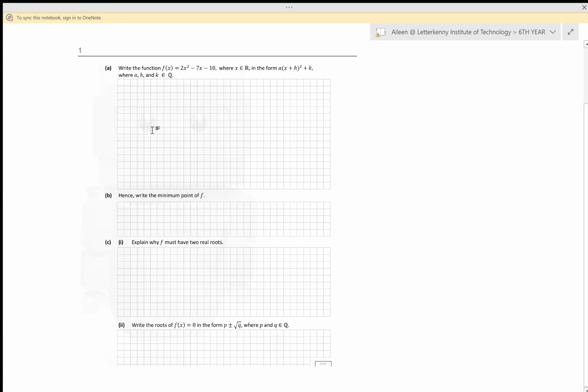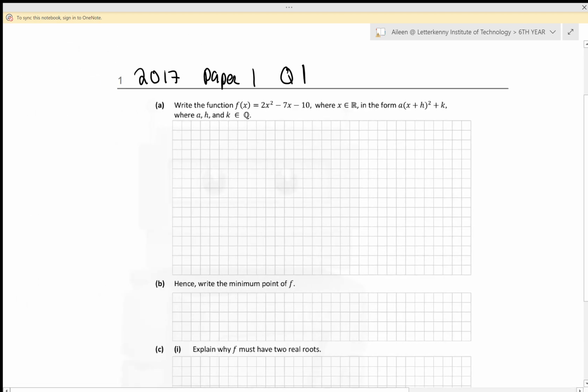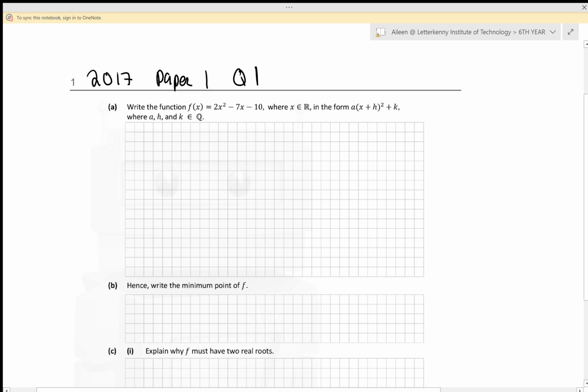Hi guys, so today we're looking at 2017 paper 1, question 1. So in this question we're asked to write the function 2x squared minus 7x minus 10 in the form of a times (x plus h) squared plus k. This is called writing your equation in general form. We like our equation to be in this form because we can find out a lot of information from it.